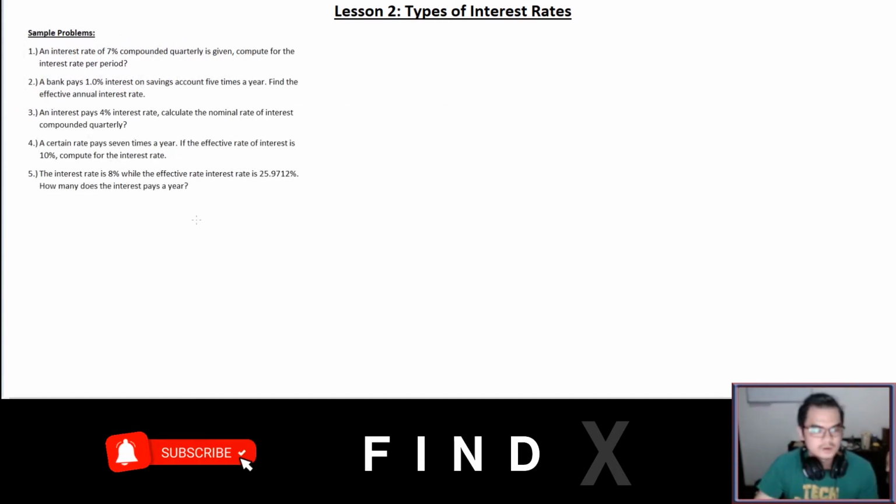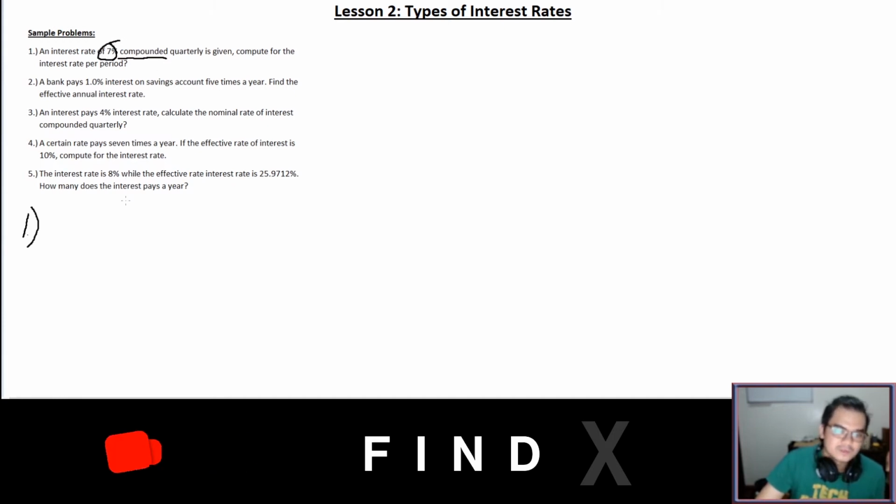So here we are for our sample problems. Let's try number 1. Let's put all the givens first. An interest rate of 7% compounded quarterly is given. Compute for the interest rate per period. As you can see, we have the magic word here, compounded. Therefore, 7% is a nominal rate of interest.